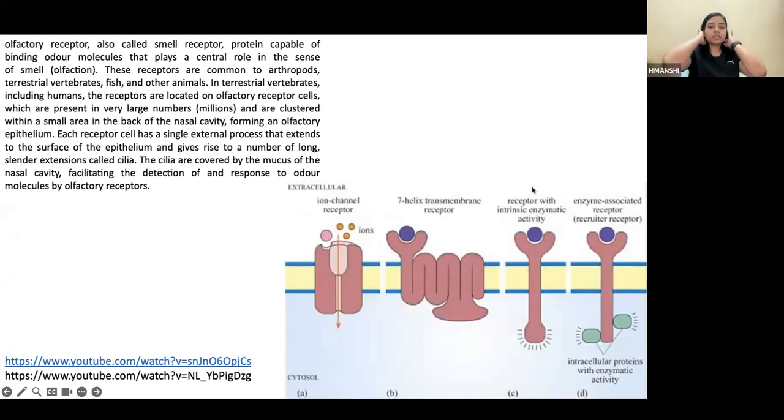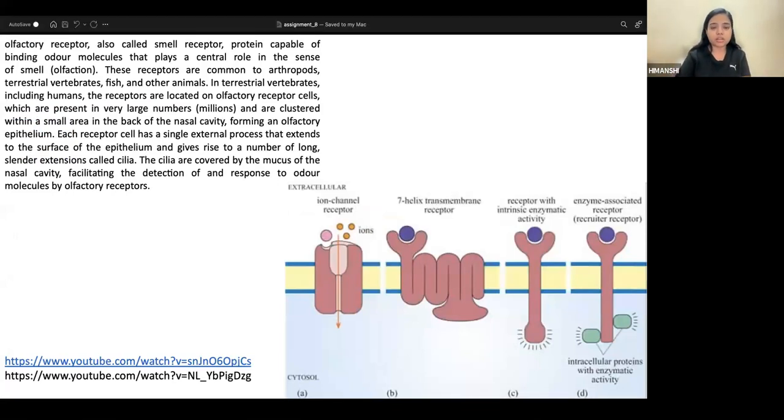So you can see how we basically sense smell. As mentioned in the text also, we have a very densely packed olfactory epithelium, which has the extensions from these GPCRs, or G protein coupled receptors, which belong to a class of 7 helix transmembrane type of structure for receptors.